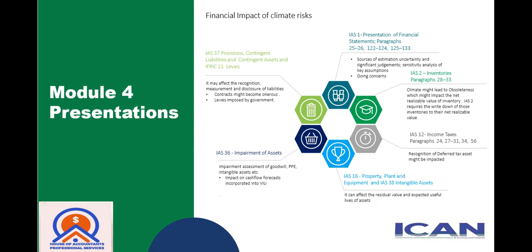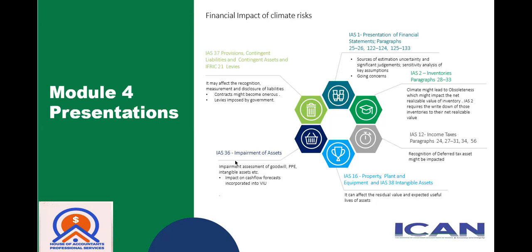Then the next standard I will be talking about is IAS 37, provisions, contingent liabilities and contingent assets. If you go back to the slide, you will see where we talk about liability and provision in brackets. So the provision aspect will be affected by IAS 37, and we must know how to treat it. It may affect the recognition, measurement, and disclosure of liabilities. Contracts may become onerous, and levies may be imposed by government. I want to make sure I leave space for questions so that we can discuss at the end of this.